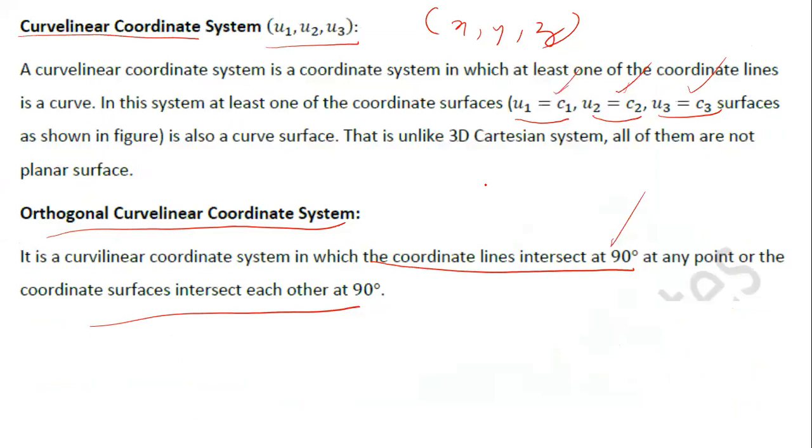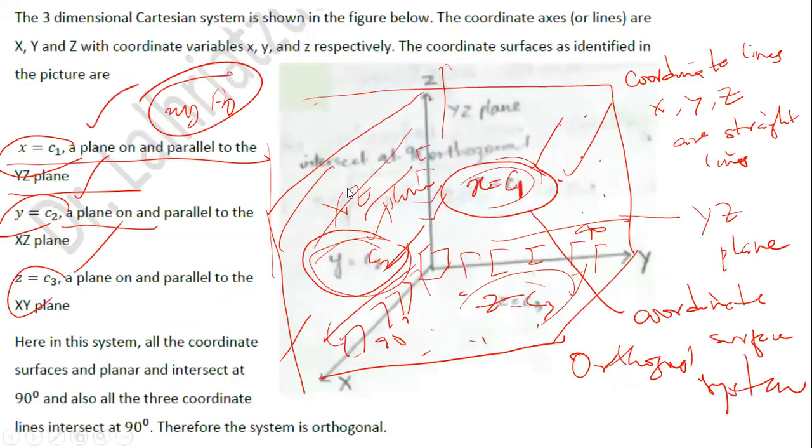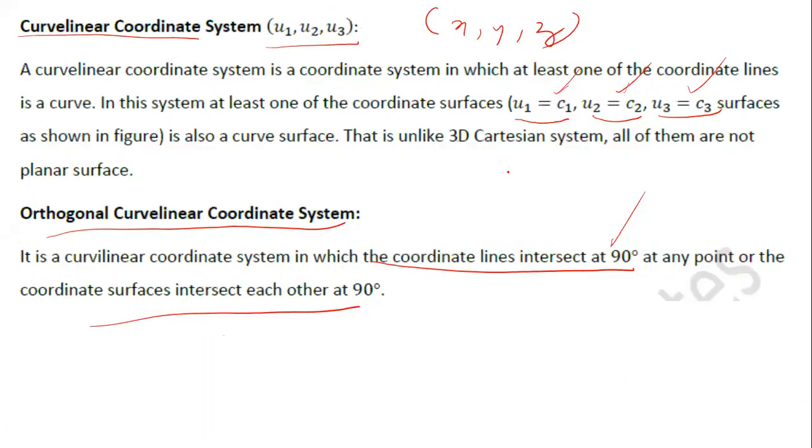And similar to that, instead of our XYZ system, let's say we consider another coordinate system, U1, U2, U3 coordinate system in place of XYZ. And the equation of the coordinate surface, considering what we have discussed in the case of this Cartesian system as x equal to c1, we can define three coordinate surfaces given by u1 equal to c1, u2 equal to c2, u3 equal to c3.